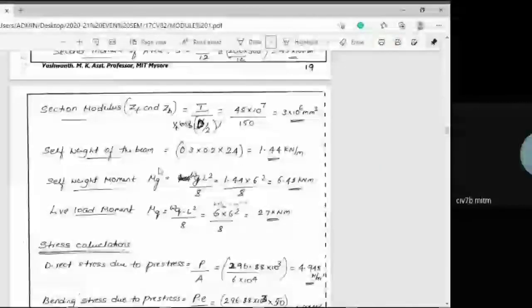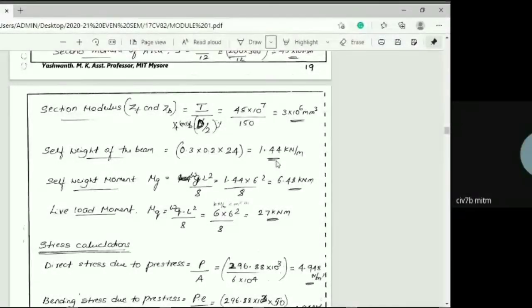Next, live load of the beam. They have given in the problem 6 kilonewton. So this is WD, the self weight of the beam. WD or WDL is 1.44. WLL is 6 kilonewton per meter. So for this, let us calculate the stresses. First, coming to the dead load moment.